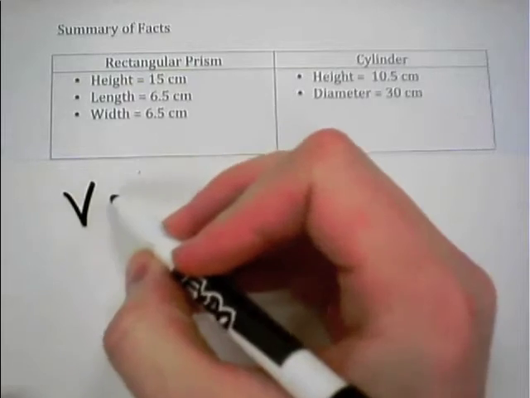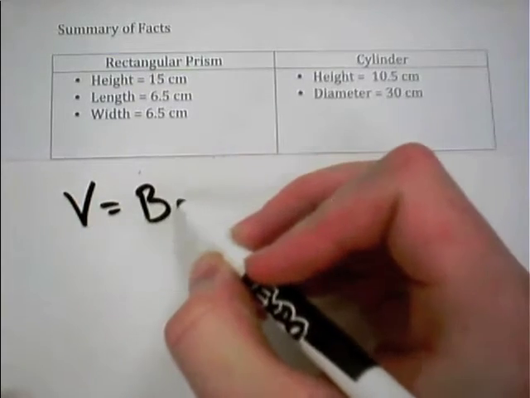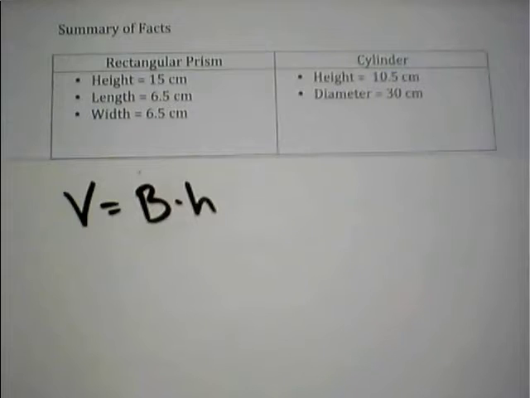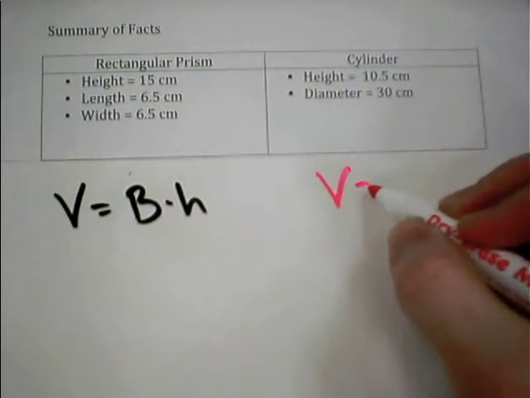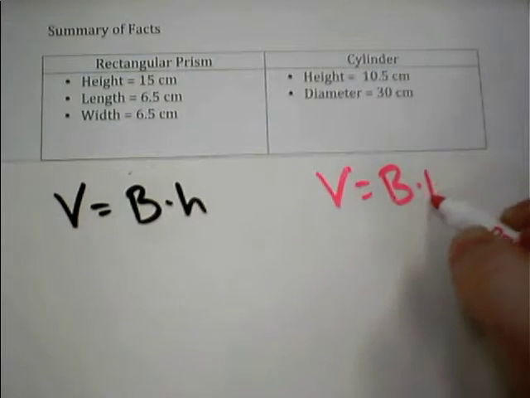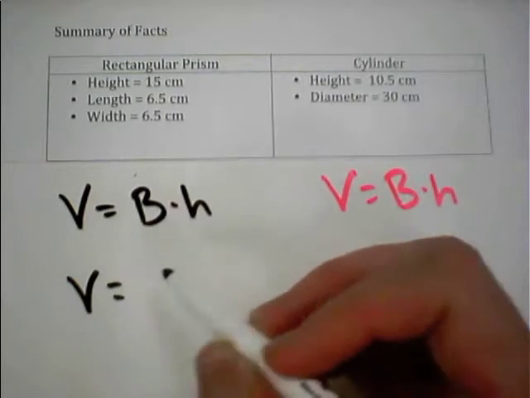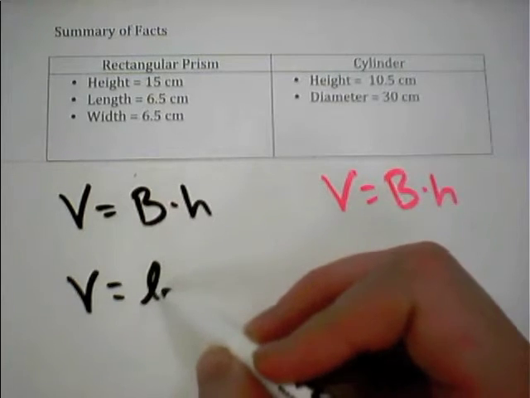Our first step is going to be to find the volume of the two solids. The first one's a rectangular prism, so the volume is base times height. And the second, bigger cylinder, is also base times height. In an expanded form, the formula is just length times width times height.